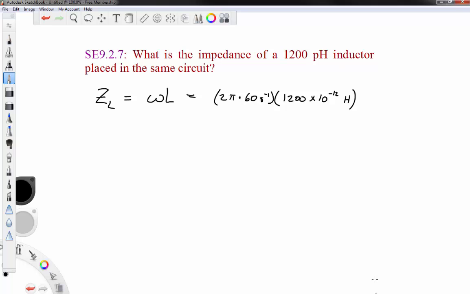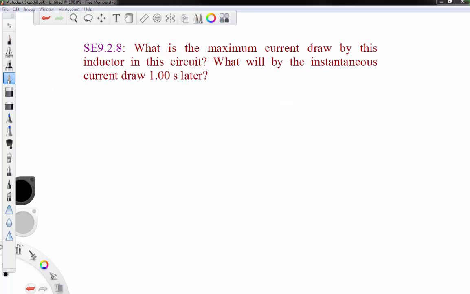So this gives us a total of about 4.5238 times 10 to the negative 7. And again, the units here should be ohms. And I will leave that as an exercise for the viewer to derive that the units of this are in fact also ohms, but you can do it by a similar process to the one I just did for the capacitor. All right, so what's the maximum current that's drawn by this inductor?